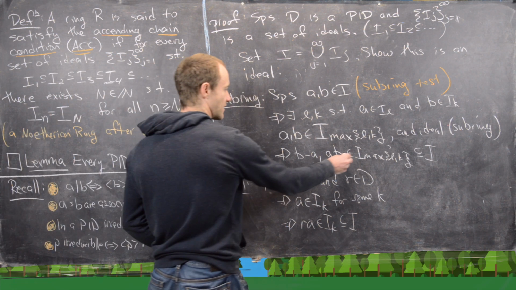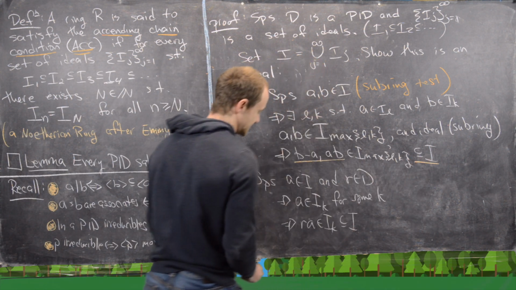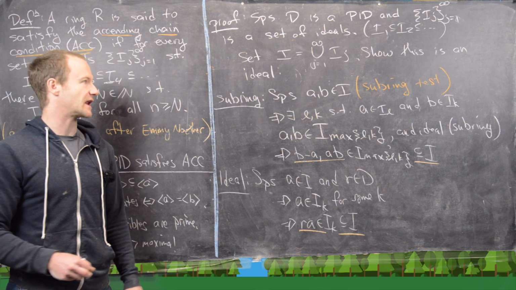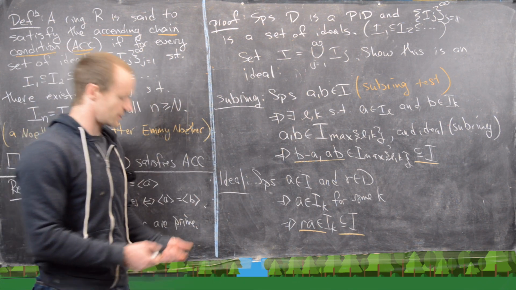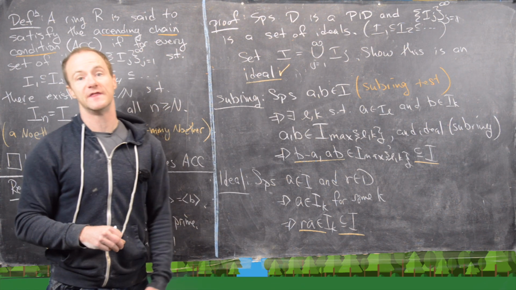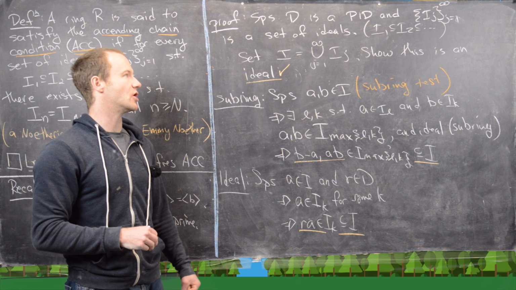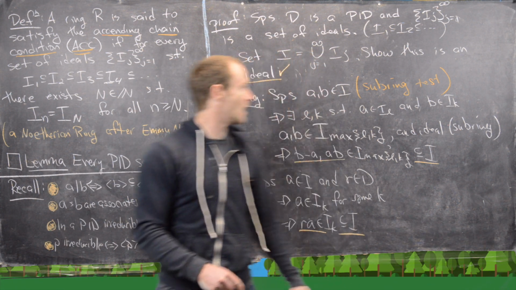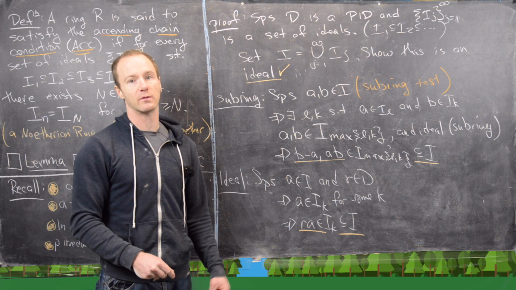So let's just underline this. This shows that it's a subring. This shows that it has the absorption property of being an ideal. So in other words, we have shown that this is an ideal. So we're done with this part. Now we just need to show that it truncates in this sense over here. Okay, so I'll go ahead and clean up the board and we'll do that.